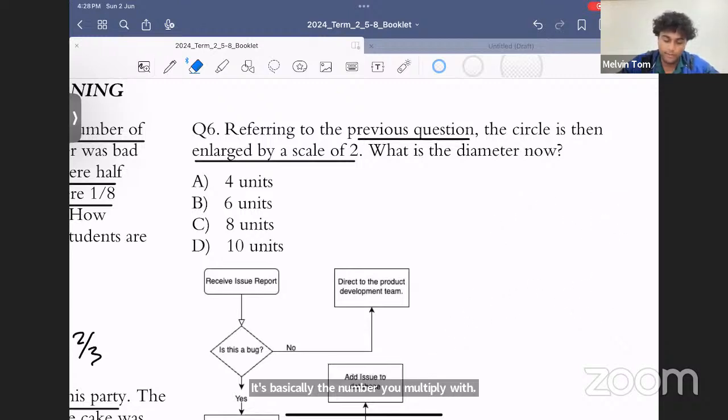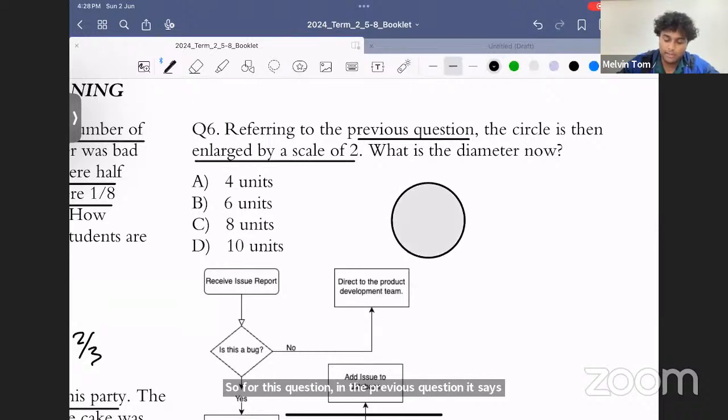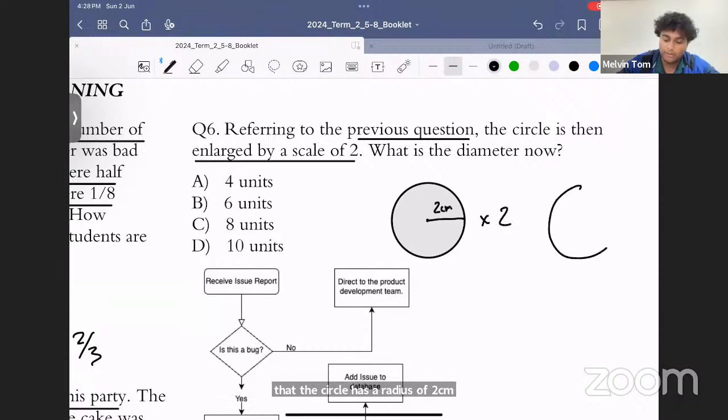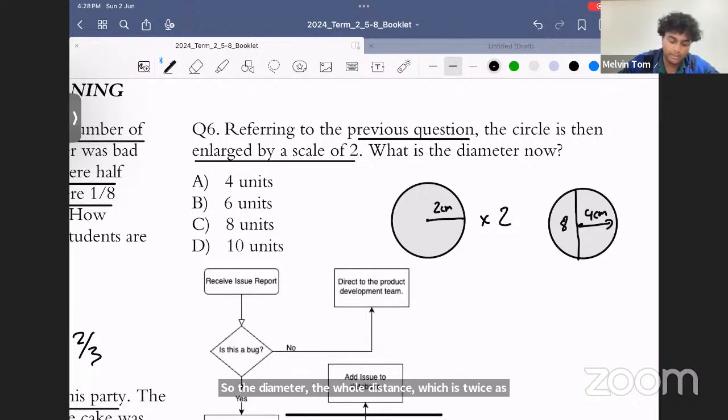So for this question, in the previous question, it says that the circle has a radius of 2 centimeters. If you enlarge it by 2, the circle now has a radius of 4 centimeters. So the diameter, the whole distance, which is twice as big, will be 8. And the answer is 8.